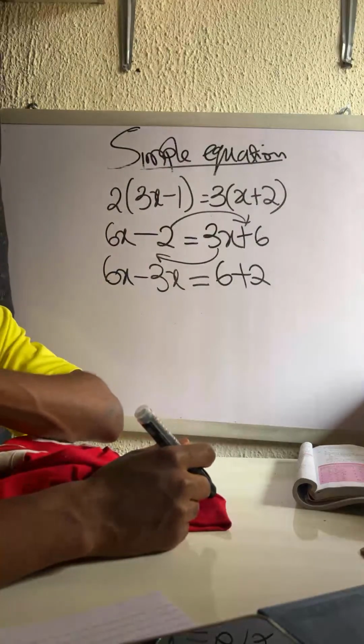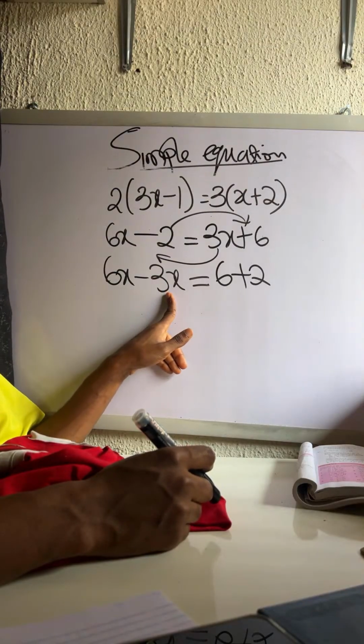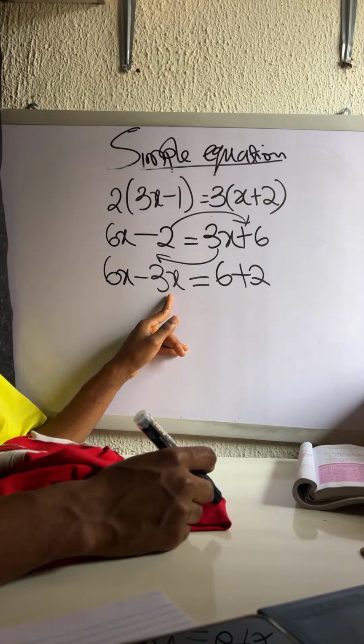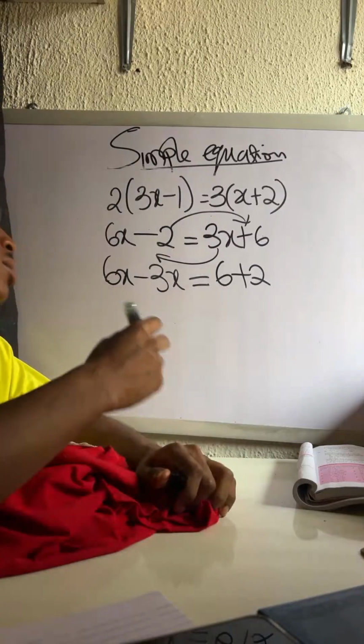So guys, if you're following, what is the value for 6x minus 3x? Let's know in the comments.